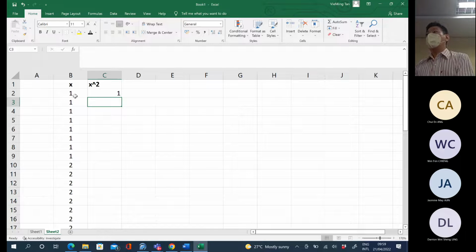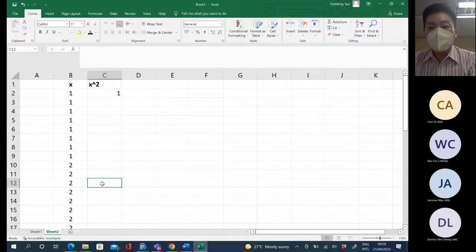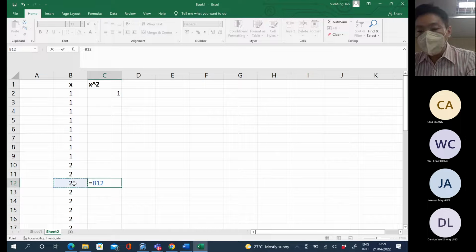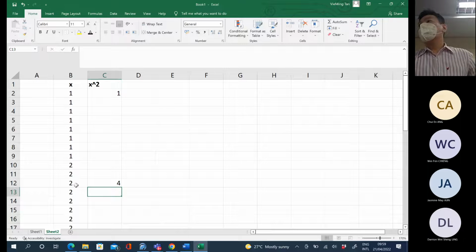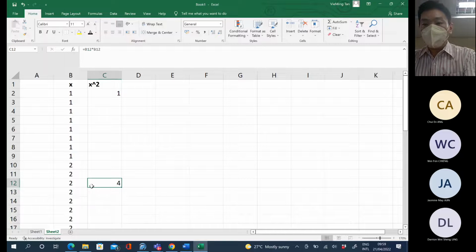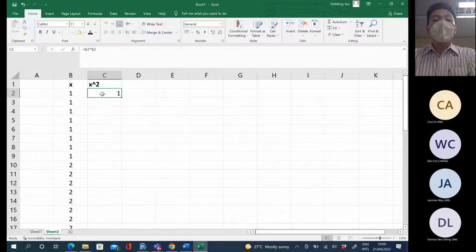So 1 multiply 1, you'll get this, right? For this figure also the same, I have to use 2, then multiply the same figure again, right? Continue, but there are so many data, right? So is there any shortcut? Yes. Since the first cell we already created the formula, you can just copy the same formula for the remaining cells as well.